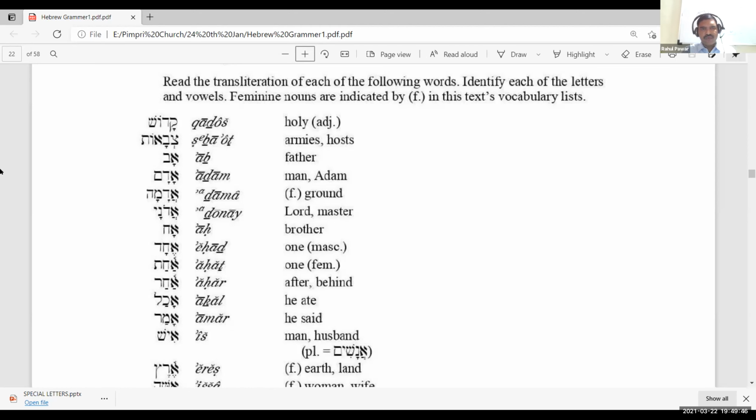Then Av. Av means father. Then Adam. Adam means man, or Adam, or mankind. Then Adama. Adama means ground. It is a feminine noun.